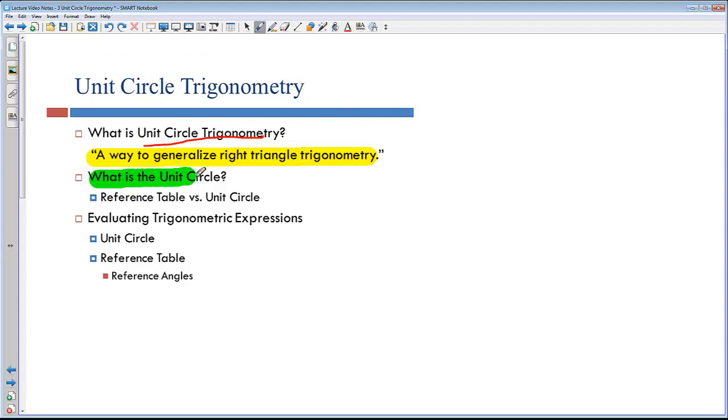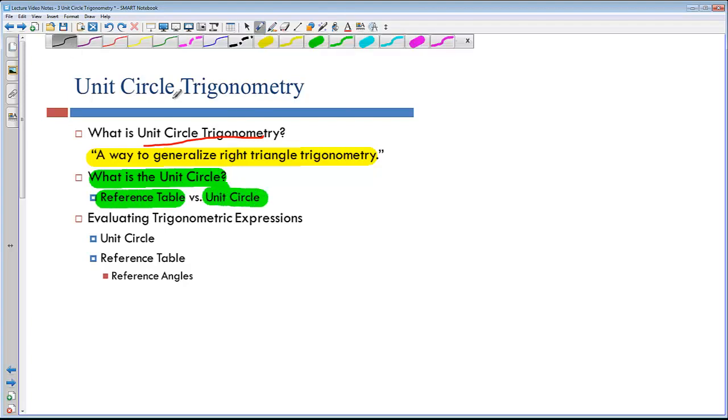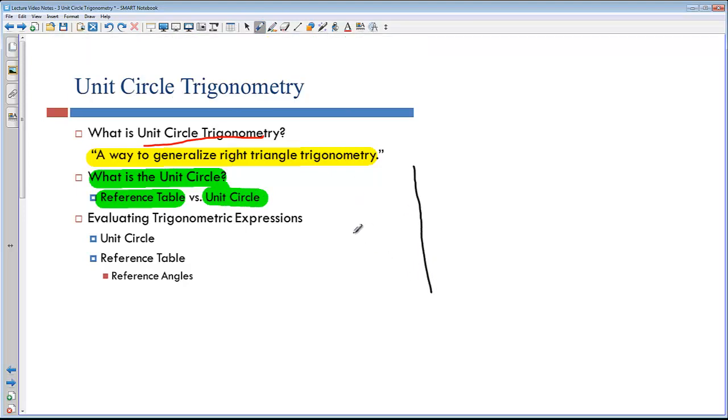Let's compare the idea of the reference table versus the unit circle. So real quickly, again, the unit circle is simply a circle of radius 1. So you have x, y, and we can draw this little unit circle on here. So here's my unit circle. It has radius 1, 1, negative 1, negative 1. It has this formula, x squared plus y squared equals 1.